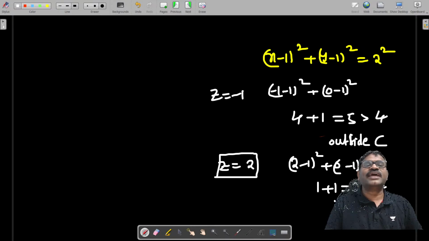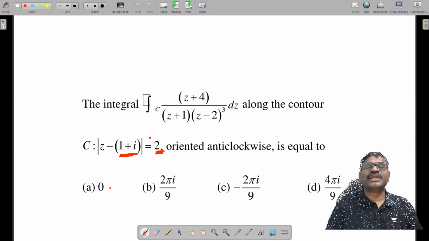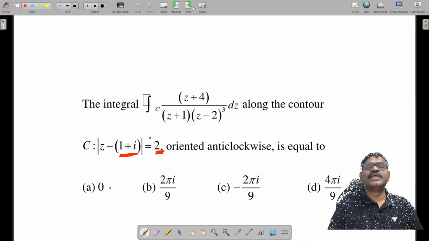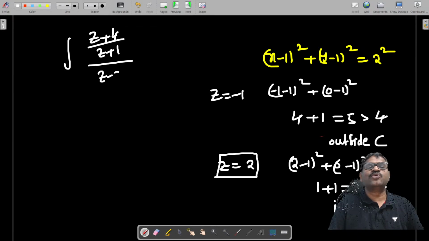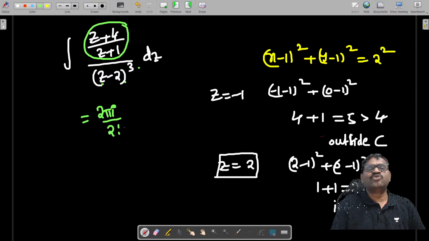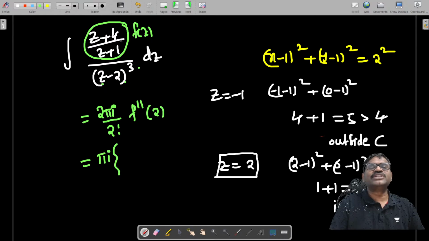Therefore, I am writing the given integral in the form of z plus 4 by z plus 1, divided by z minus 2 whole cube. I would like to apply the integral formula. This is f of z. Integral of f of z by z minus 2 whole cube dz is 2 pi i by 2 factorial into f double dash of 2, that is pi i. We have to differentiate f of z 2 times.